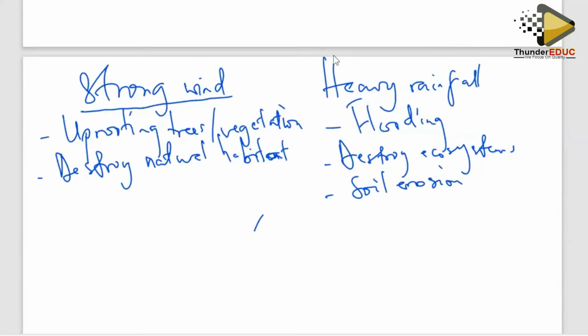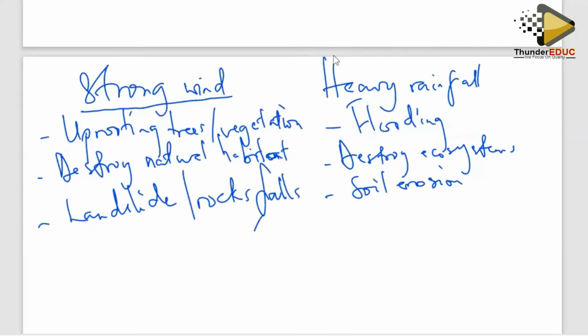We also can look at other impacts like the risk of mass movement processes like landslides, or rockfalls. Either strong winds and heavy rainfall can cause landslides or mudslides or rockfalls. Those are some of the negative implications. Your focus must be on the natural environment, not on the economy or on the social life of people, but on the natural environment. Right, that was our last part of question 1.4.